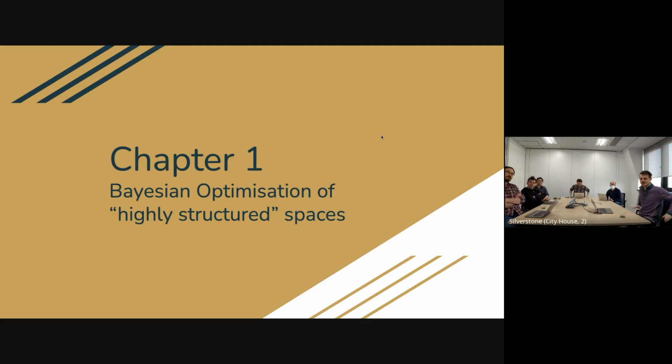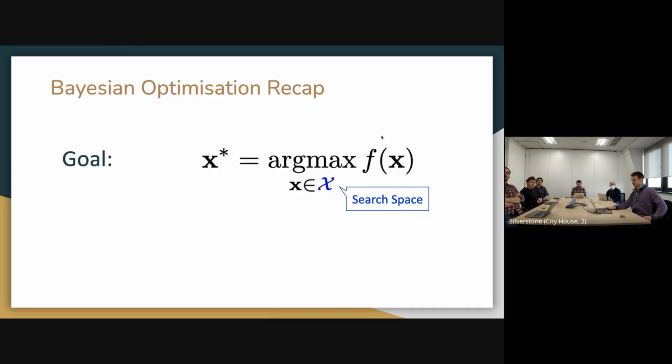Cool. Okay, so I've split things up into 3 sections here. This first one probably won't be super exciting for a lot of you, but I wanted to really formalize exactly what I mean by different parts of the Bayesian optimization loop. So I'm going to talk about optimization of what I call highly structured, which is currently undefined, but I'll get to that, highly structured spaces.